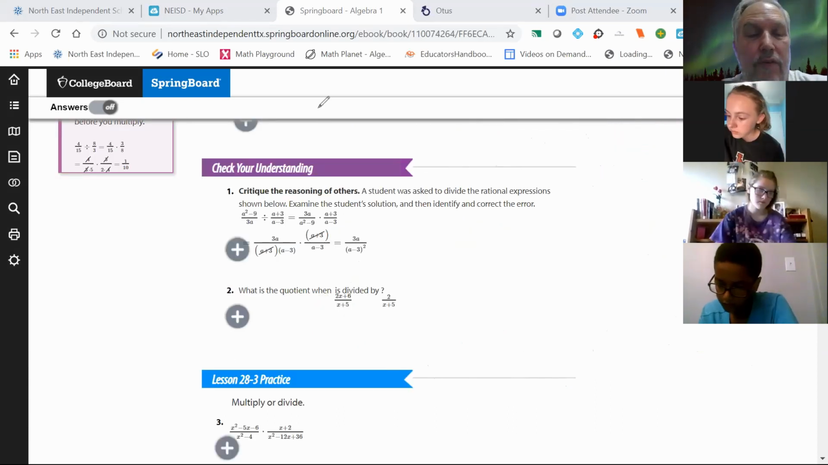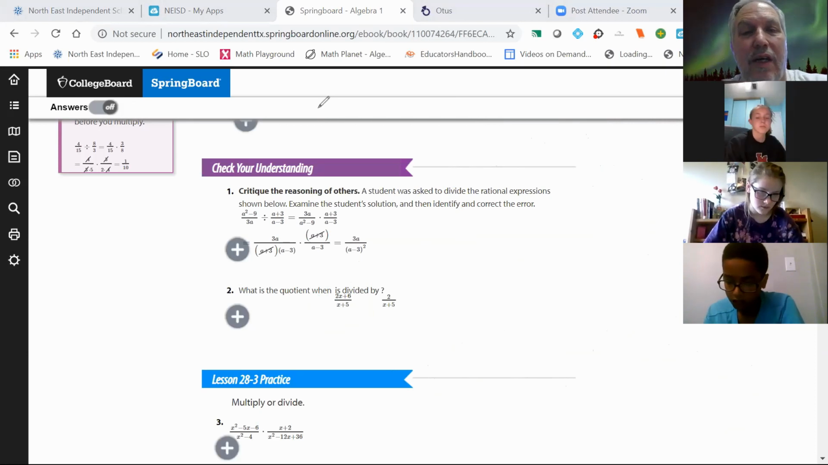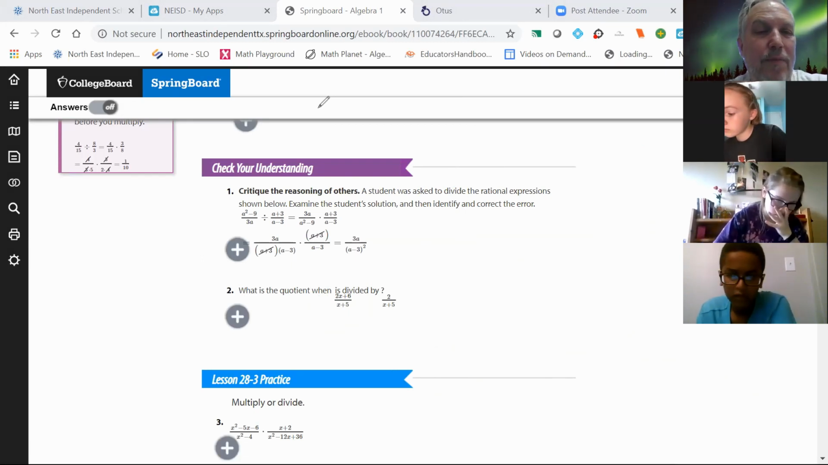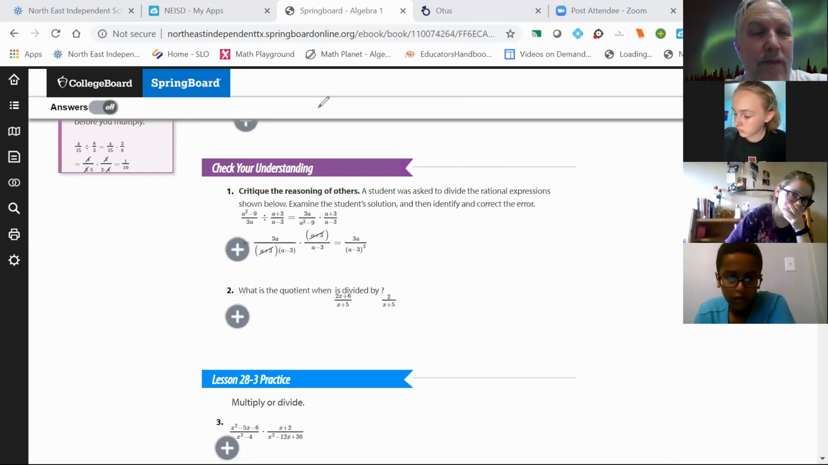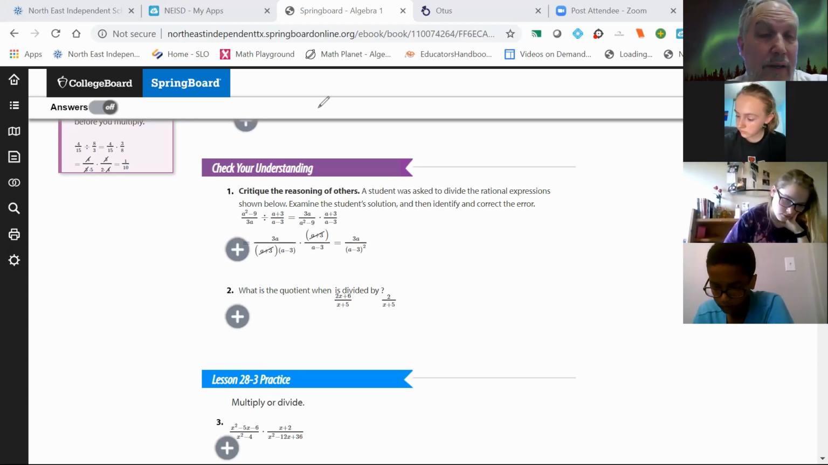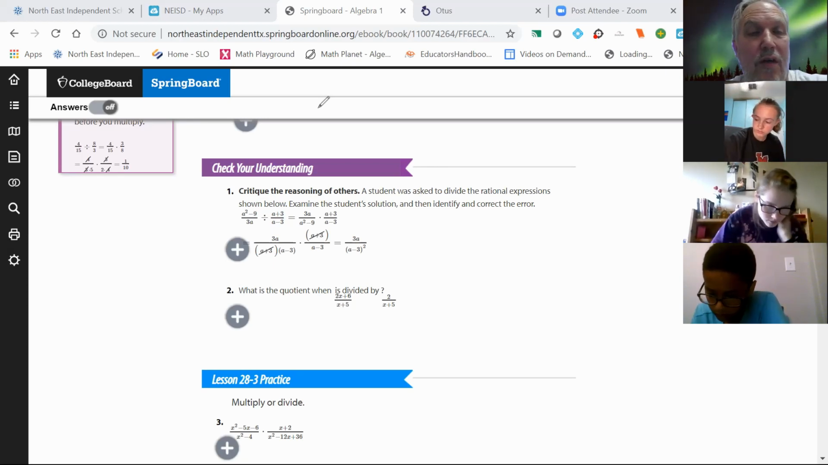Critique the reasoning of others. A student was asked to divide the rational expressions shown below. Examine the student's solution and then identify and correct the error. The problem was x squared minus 9 over 3x divided by x plus 3 over x minus 3. And then they said that equals 3a over 2, or a squared minus 9 times a plus 3 over a minus 3.